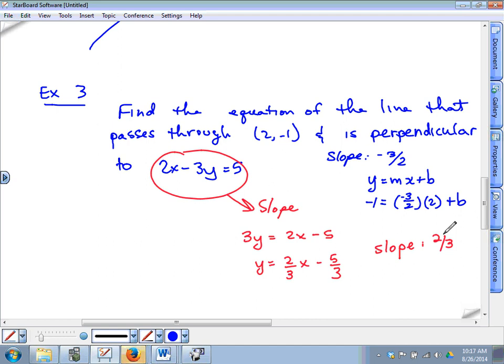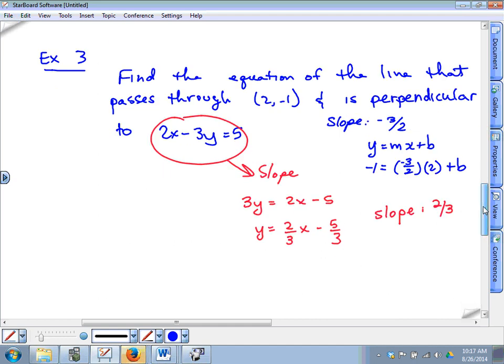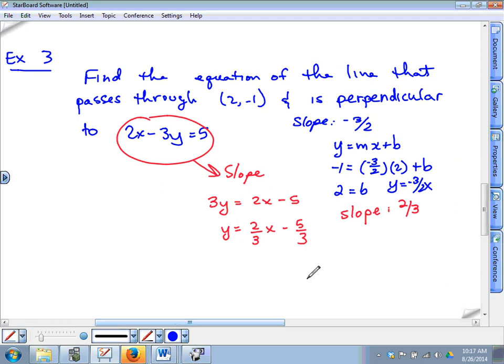Okay. -3/2 times 2. That's pretty simple. It's -3. So if you add 3 to the other side, you get 2. So the b value is equal to 2. The equation becomes y = -3/2 x + 2. Had I said I wanted a parallel line, the only difference would have been you would have used the exact same slope 2/3 rather than the opposite reciprocal.